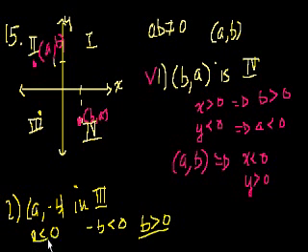So you get the same information from statement 2 as you get from statement 1: that A is less than 0 and B is greater than 0. And then you can use that to figure out that A, B has to be in quadrant 2. So each of them independently is sufficient to answer the question. So the answer is D. See you in the next video.